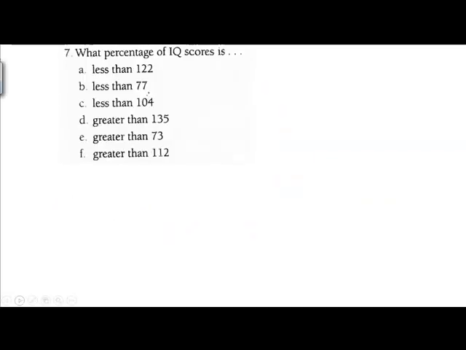Let's use our same example. Let's not forget that mu equals 100 and sigma equals 16. What percentage of IQ scores is less than 122? Let's do A. First step, bucket on the floor, draw the curve. 122 is actually more than 100. So I need to convert 122 into a z-score.